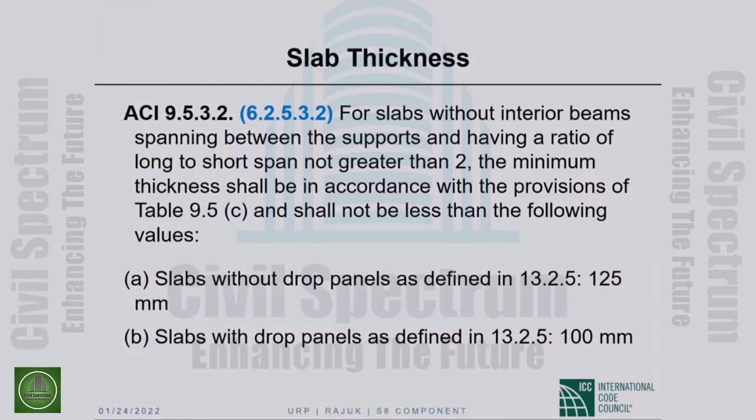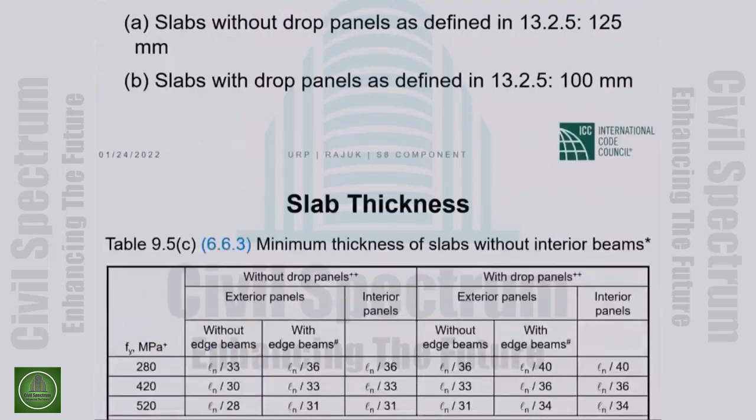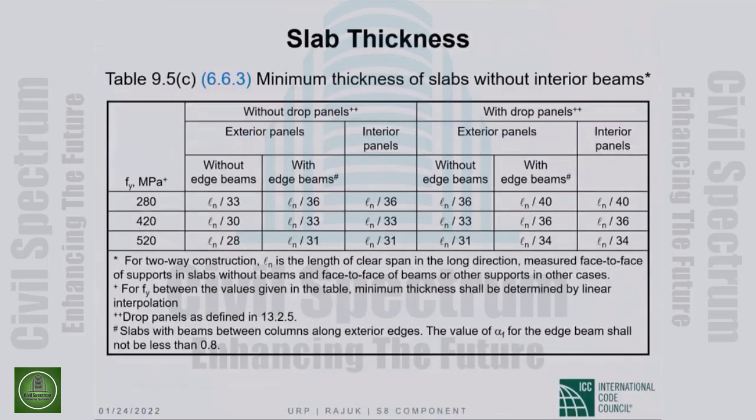But there are absolute minimum thicknesses. Slabs without drop panels, 125 millimeters is the absolute minimum thickness. So flat plate cannot be more than 5 inches thick. Slabs with drop panels, the slab itself outside of the drop, cannot be any less in thickness than 100 millimeters, 4 inches. Now, table 9.5c, which gives you minimum thicknesses of slabs, is this table.